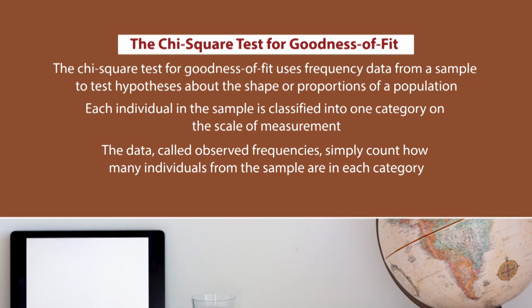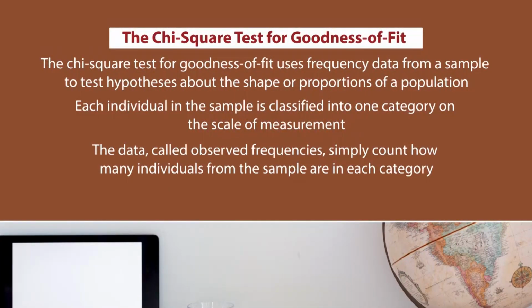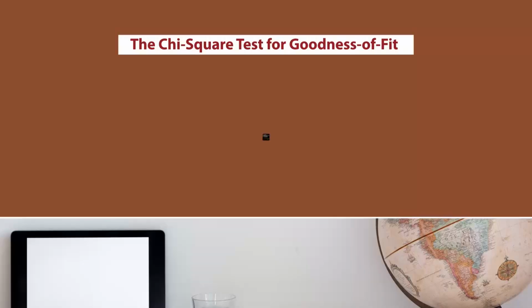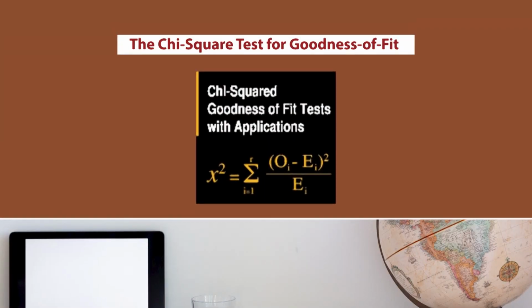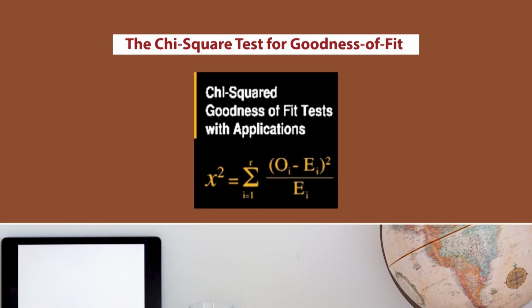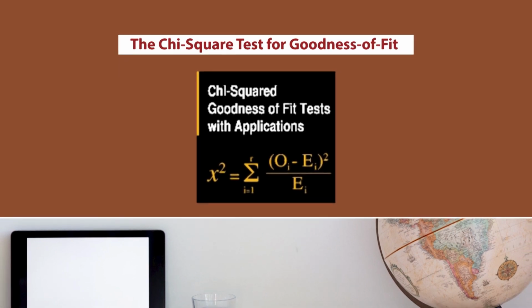The data called observed frequencies simply count how many individuals from the sample are in each category. If we talk about the formula, chi-square is equal to the sum from i equals 1 to f of (O minus E) squared upon E. I am repeating again: the formula is chi-square equals sigma of (O minus E) squared upon E.